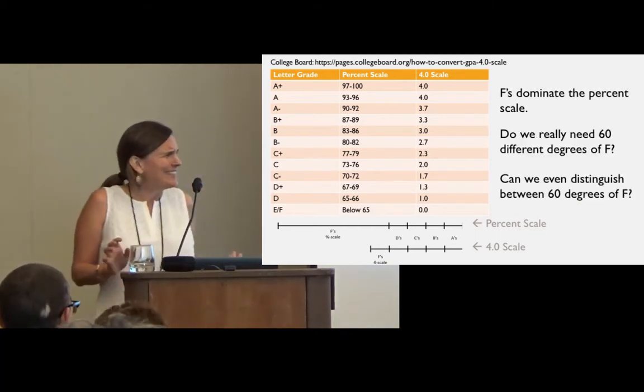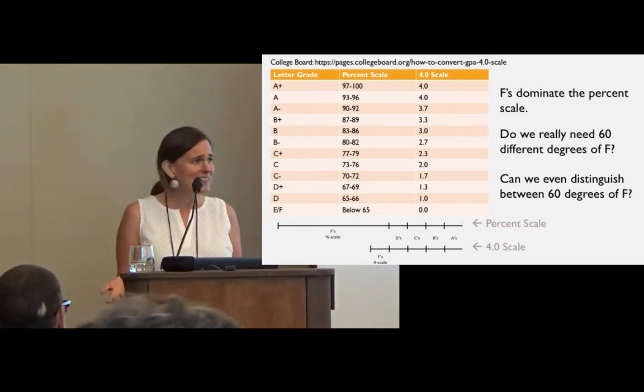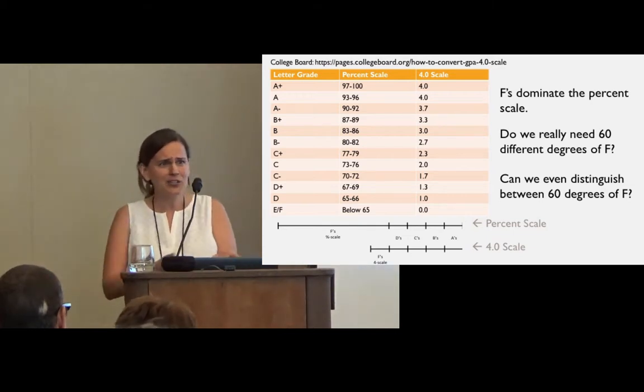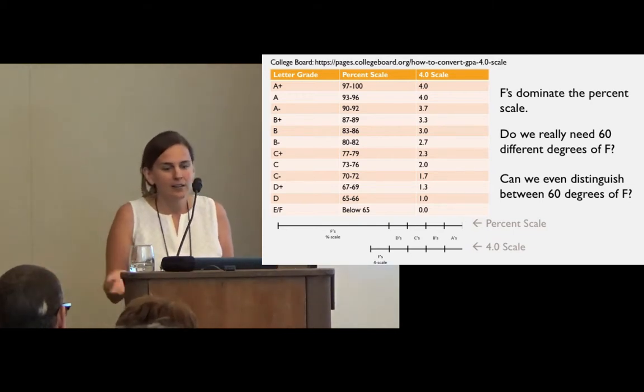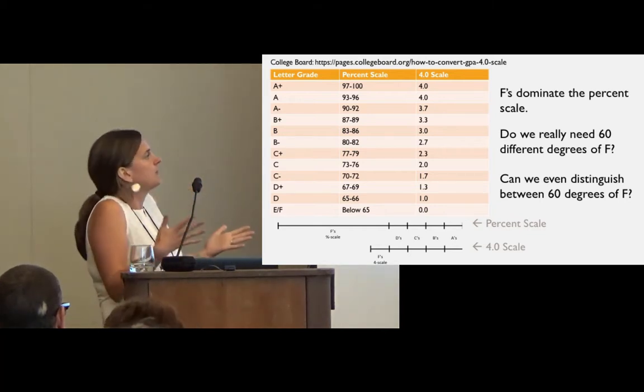And so the questions that Wendell had, and the questions that I eventually came around to, were, do we really need 60 different degrees of F? And can we even distinguish between 60 different degrees of F? It's an F. It's a fail, right? Why do we need a 30% versus a 40%? Like, it's a fail.